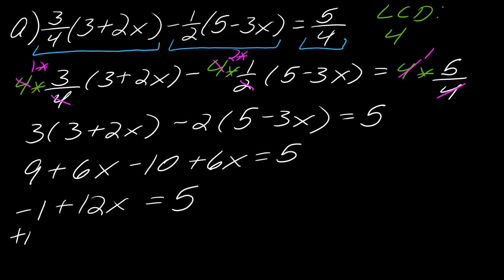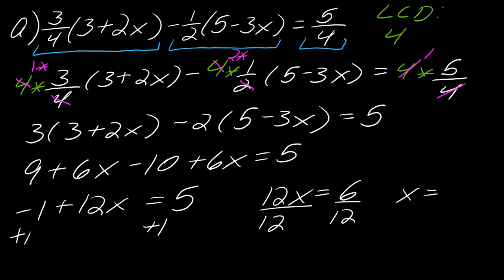So now I can add the 1 to each side. So I get 12x equals 6. And then I can divide both sides by 12. 6 over 12 will simplify to 1/2. So there you go. This is kind of the idea behind this.